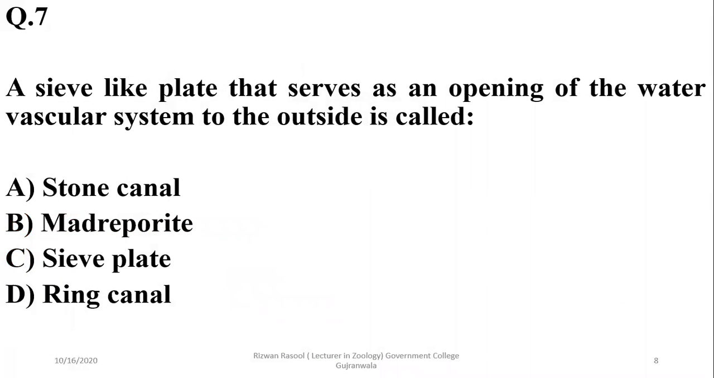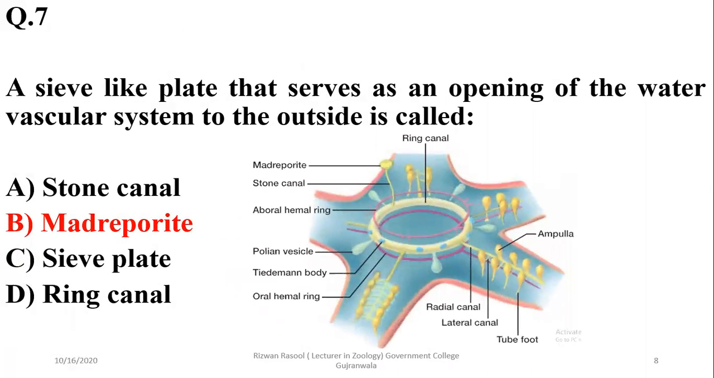A sieve-like plate serves as an opening of the water vascular system to the outside, called madreporite. Their opening for the water vascular system is madreporite, as you can observe over here. Madreporite covers the outermost portion of the water vascular system, and it is considered as an inlet opening as well.